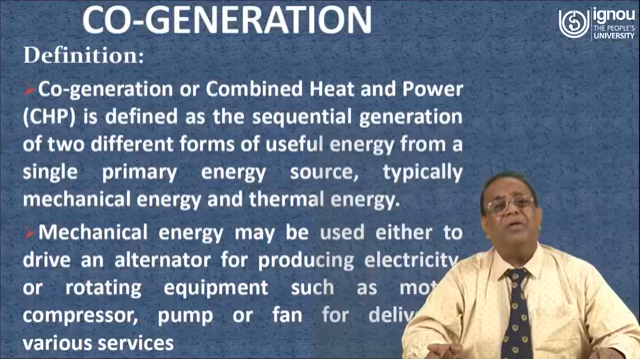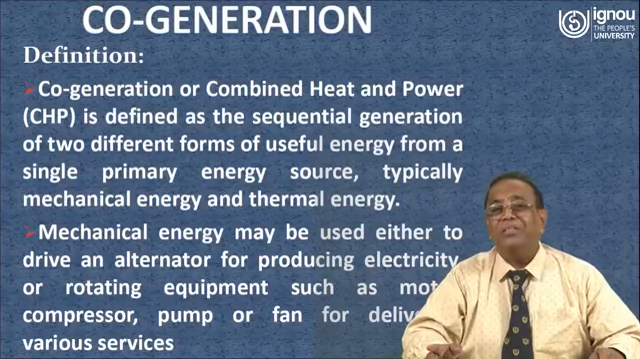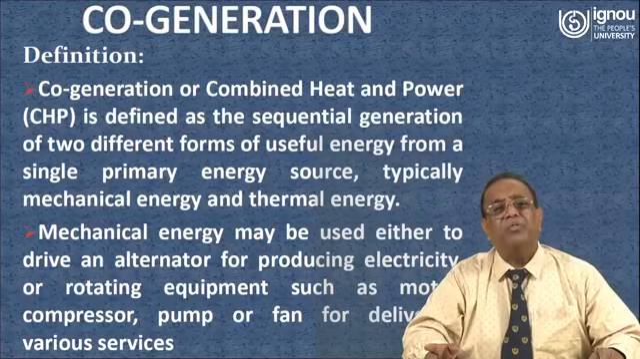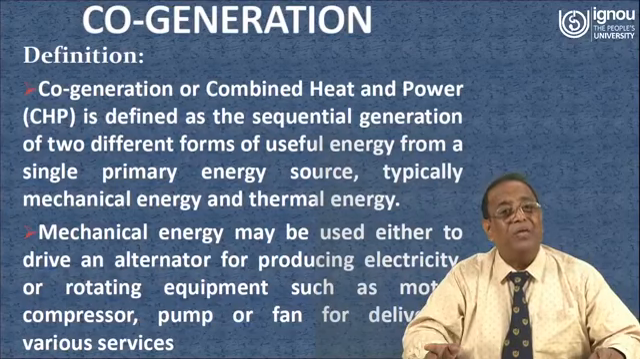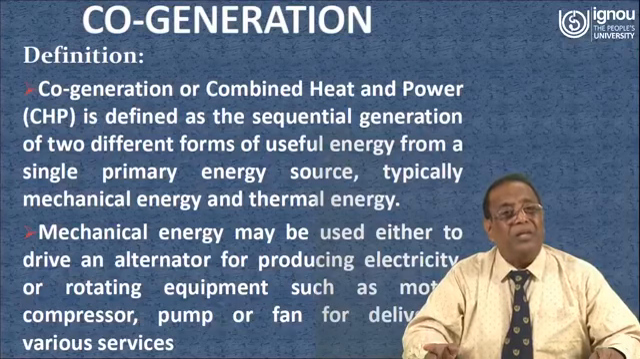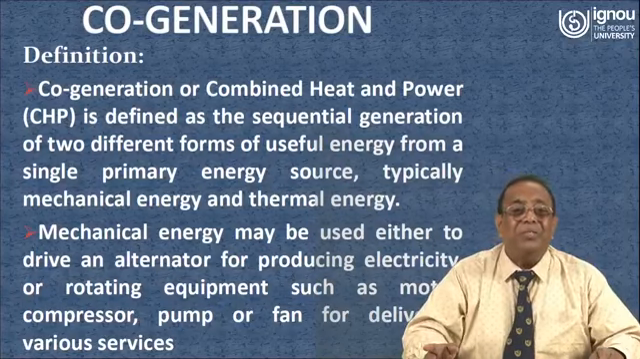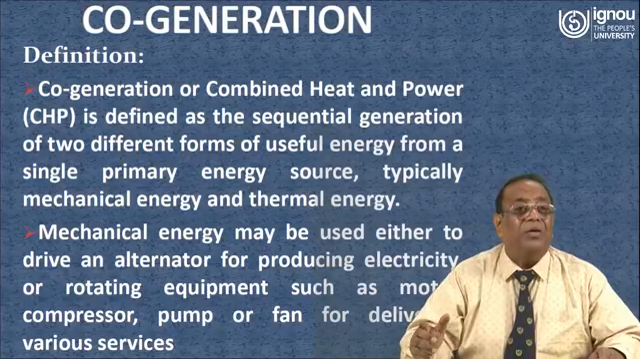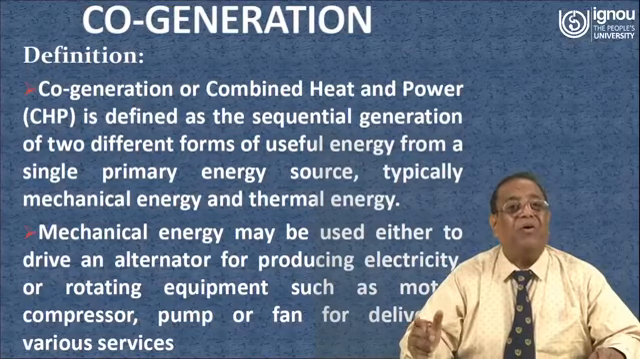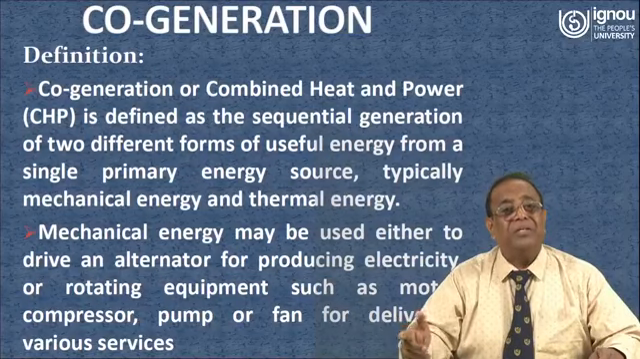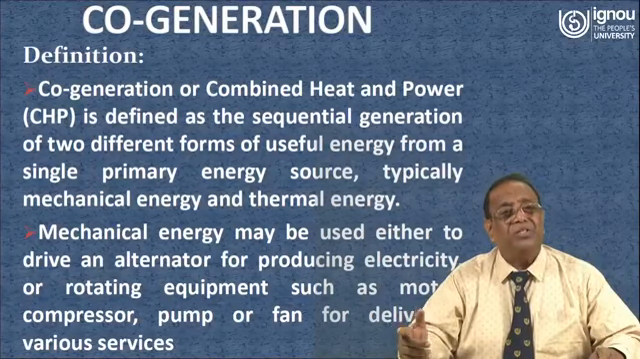Cogeneration or combined heat and power is defined as the sequential generation of two different forms of useful energy from a single primary energy source, typically mechanical energy and thermal energy. Mechanical energy may be used either to drive an alternator for producing electricity or rotating equipment such as motor, compressor, pump or fan for delivering various services.